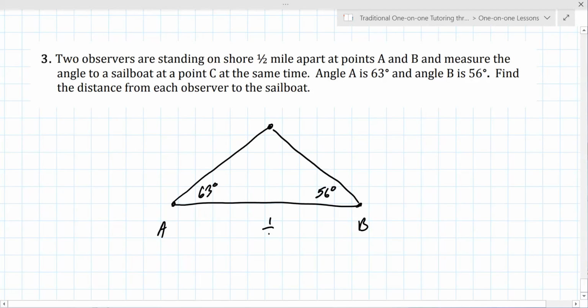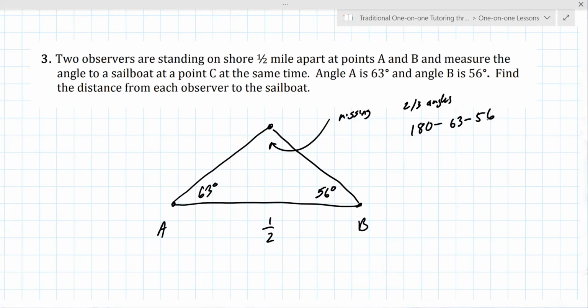And this is a half mile apart. So notice you can find this missing angle. Whenever you're given 2 of 3 angles, you find the third because it's 180 minus 63 minus 56. You always find that third part here. So I think that's 61 degrees.